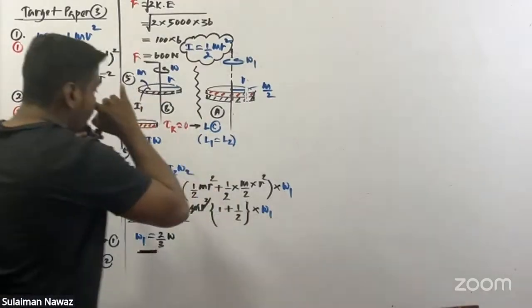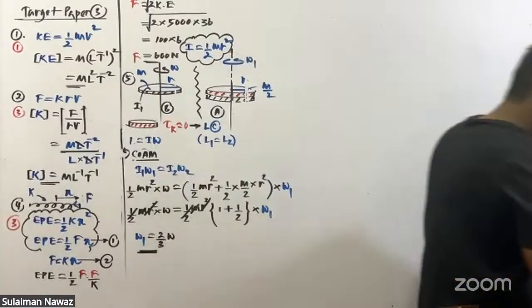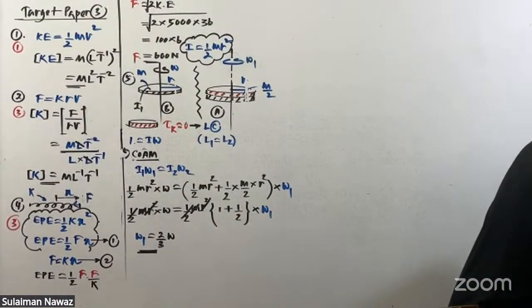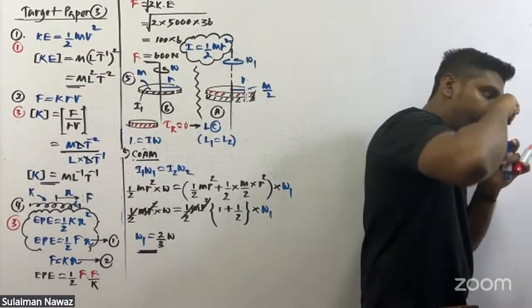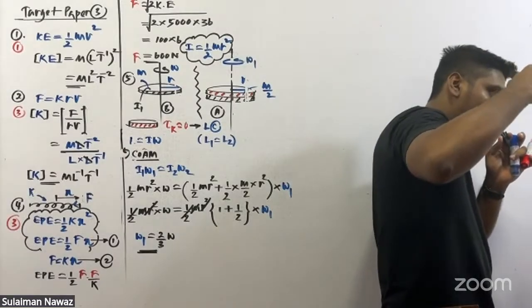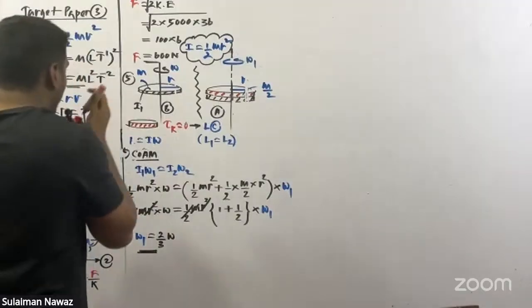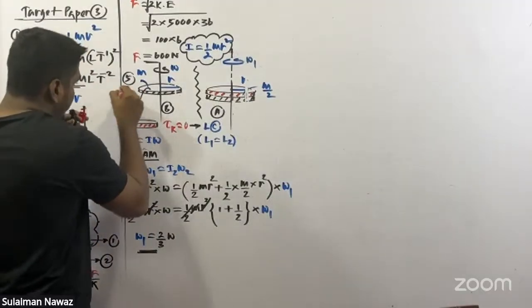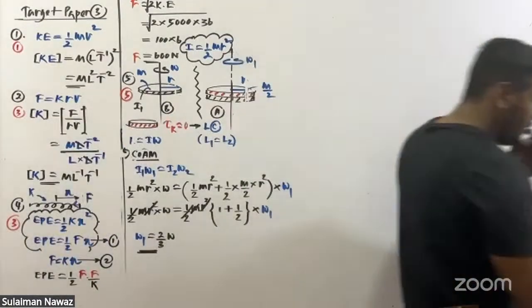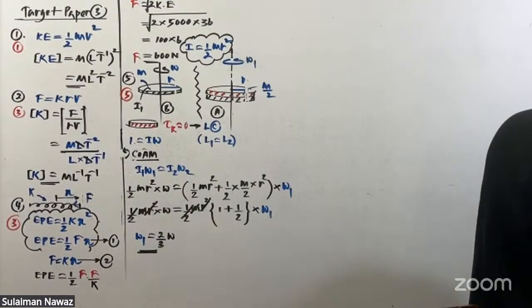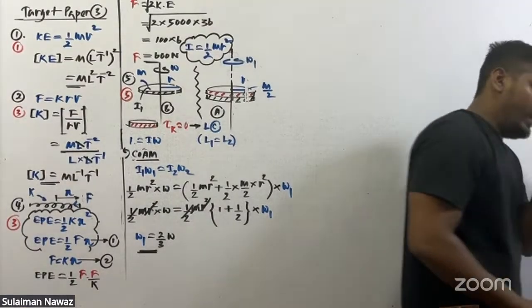Then question number 5 answer is 2 over 3 omega. 2 over 3 omega means the answer is option 5. Question number 5, answer is 5. Done. Right. There are some easy questions. Raise your hands. Okay, question number 6.